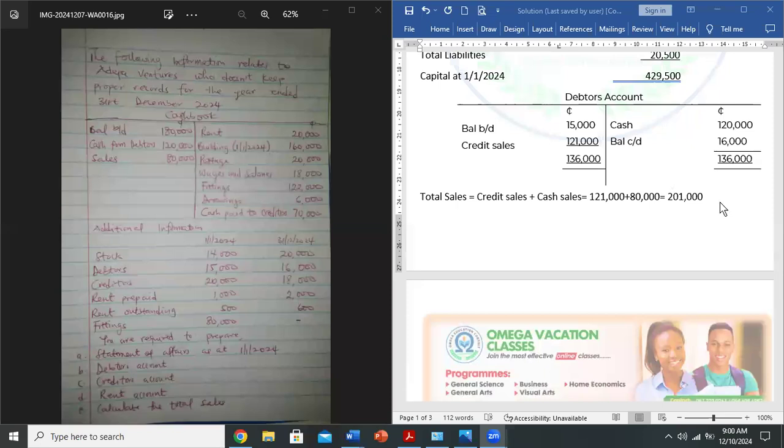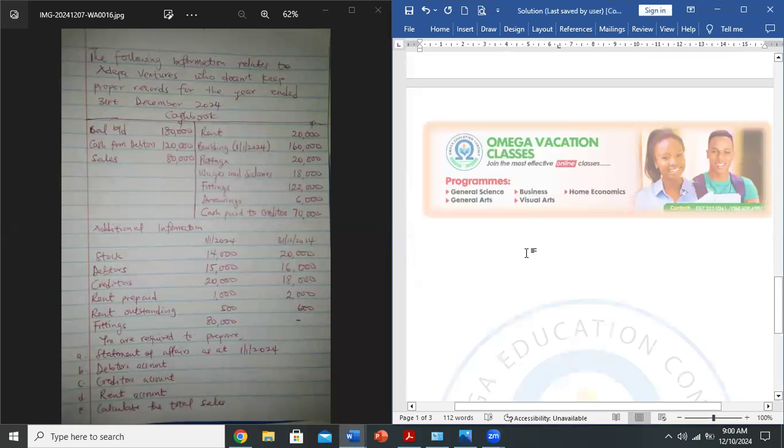So, dear professors, what we have been doing so far is me trying to put you at the point where you can get the missing figures. Okay, missing figures. And why do you need these missing figures? You need these missing figures because they would help you prepare your trading account, profit and loss account, and balance sheet.